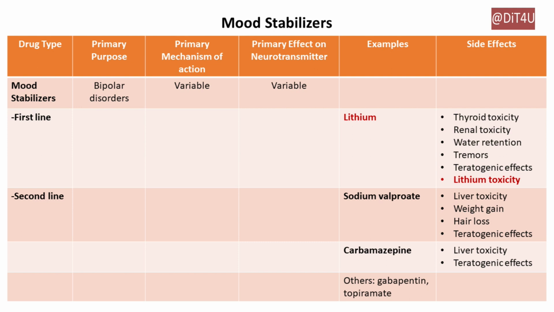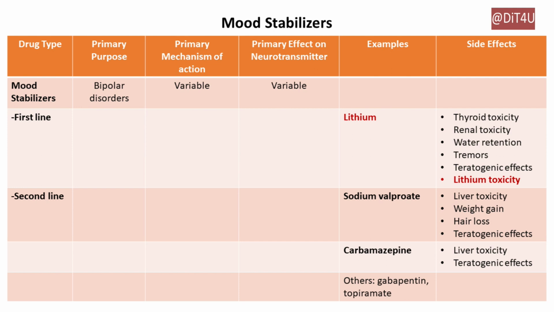Second line, if lithium contraindication is there, such as severe renal disease or severe thyroid disease, or if there is some toxicity, then you go for second line, such as sodium valproate, which is also a broad spectrum anti-epileptic medication. It is definitely metabolized in the liver, therefore liver toxicity is seen. Weight gain can occur, hair loss is seen, and teratogenic effects. Same as lithium, if taken during the first trimester, it can cause open neural tube defects, such as spina bifida. So you have to be very careful.